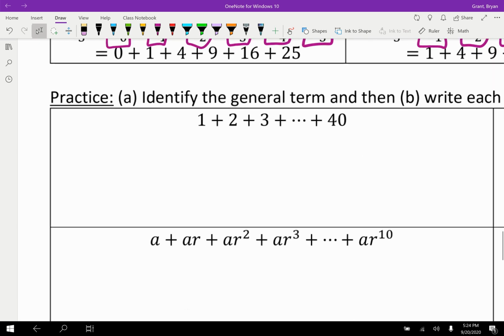So here we go. Hopefully you've had a chance to practice. Let's go ahead and look at this. To me, this looks like we're going up by 1 every time.